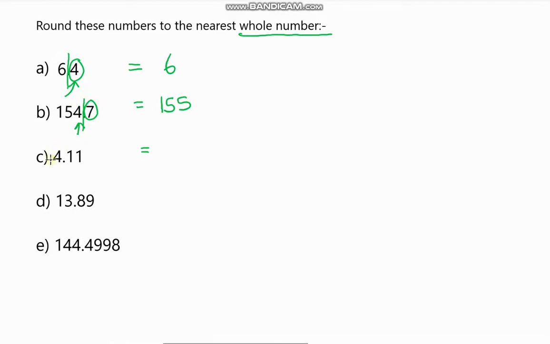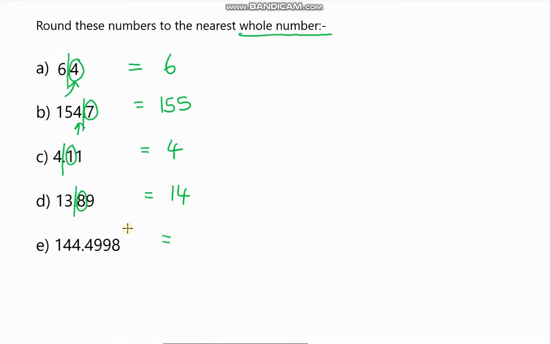Okay, the next one, so 4, that's our whole number. So we draw a line here and look at this number here. So this number is less than 5, so we'd round down to 4. So that would just become a 4. Okay, 13.89, so the 3, that's our whole number. So we draw a line here and look at the 8. The 8, that's definitely bigger than 5. So the 3, that gets rounded up to a 4. So now this becomes 14.